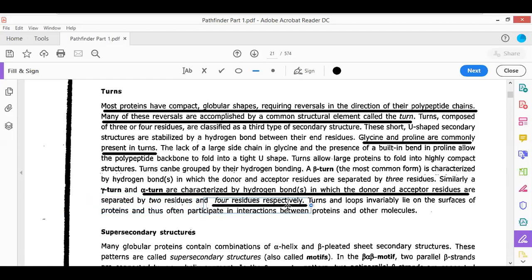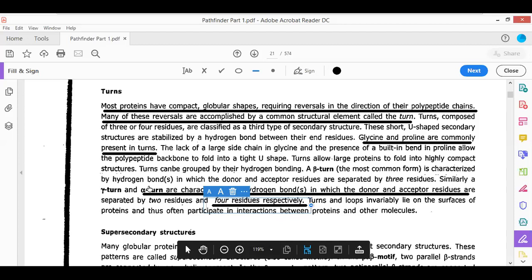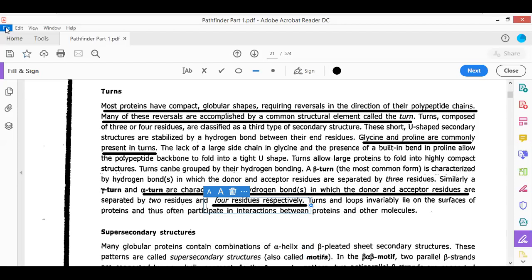So if the hydrogen bonded amino acid residues are separated by four amino acids, then it is an alpha turn. If they are separated by three amino acids, it is a beta turn. If they are separated by two amino acids, it is said to be a gamma turn. Okay, so this is how turns are present.